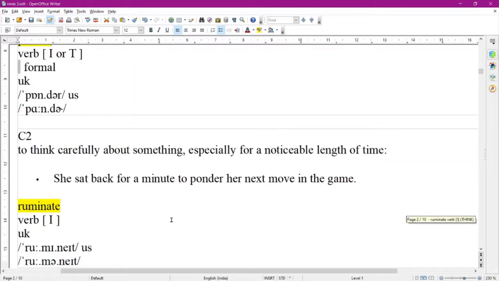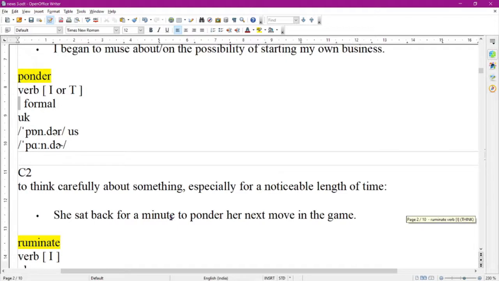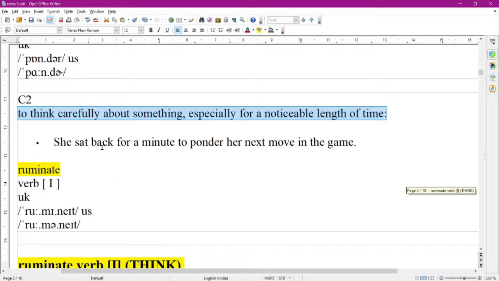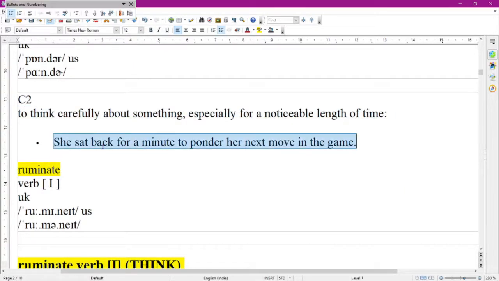Next word is ponder. To think carefully about something, especially for a noticeable length of time. The sentence is: she sat back for a minute to ponder her next move. To ponder the next move in the game. She sat back for a minute to ponder her next move in the game.